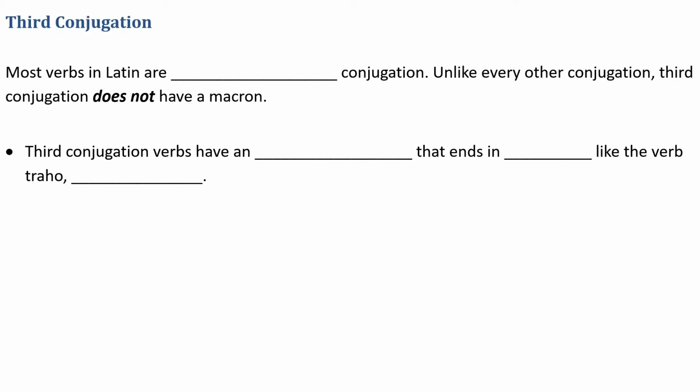Third conjugation. Most verbs in Latin are actually third conjugation. Unlike every other conjugation, third conjugation does not have a macron. Third conjugation verbs instead have an infinitive that ends in a short ere, like the verb traho, trahere. It's a short or weak ere. It's not trahēre, it's trahere.